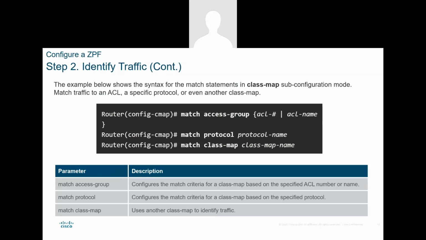Now, the match class map uses an existing class map to match the traffic. This allows, once again, nested classification, meaning that a class map can reference another class map. This is something you use when you're managing multiple class maps, and also when needing hierarchical traffic classifications for better policy management.